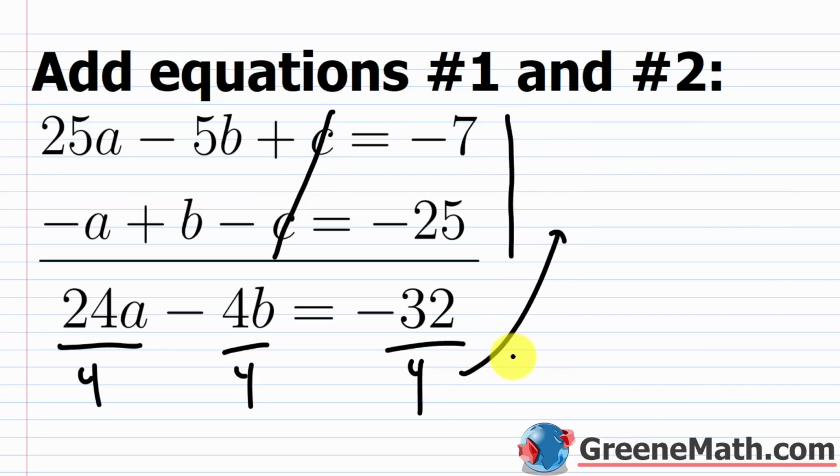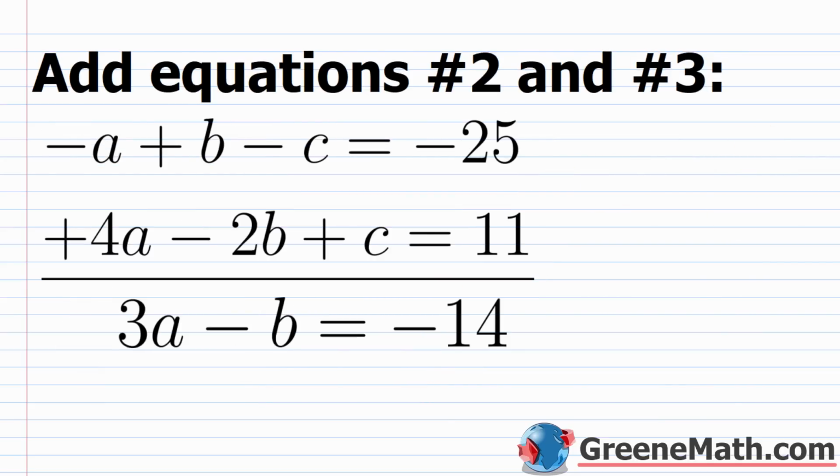And let me move this over here. So 24 divided by 4 is 6. Let me put equation 4 here. So this would be 6a. And then minus 4 over 4 is 1, so this would just be b. And this equals -32 over 4. That's going to be -8. So you could write that down for your notes. That's going to be our equation 4.